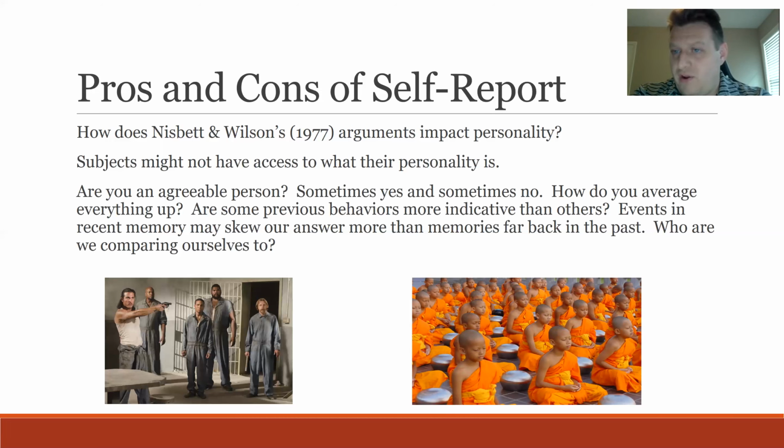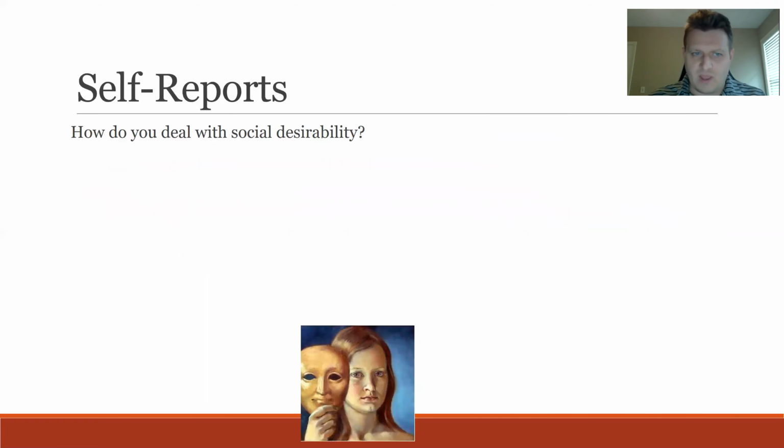So who are we comparing ourselves to? How do we interpret the question? What recently happened in our lives? These are all things that are going to change how we respond on these self-report measures. Now, how do we deal with these problems of social desirability, acquiescence response bias, and the fact that people might not actually know what their personalities are, even if they tried?